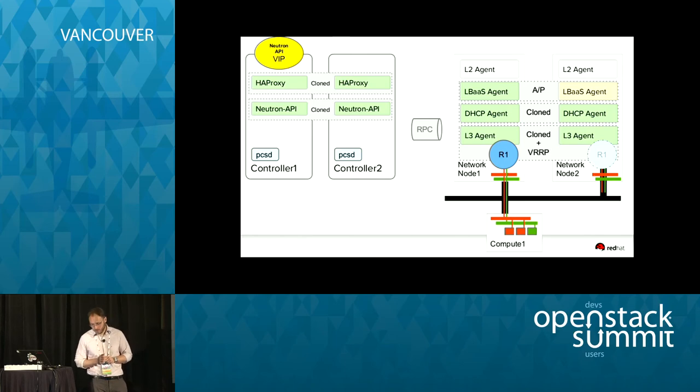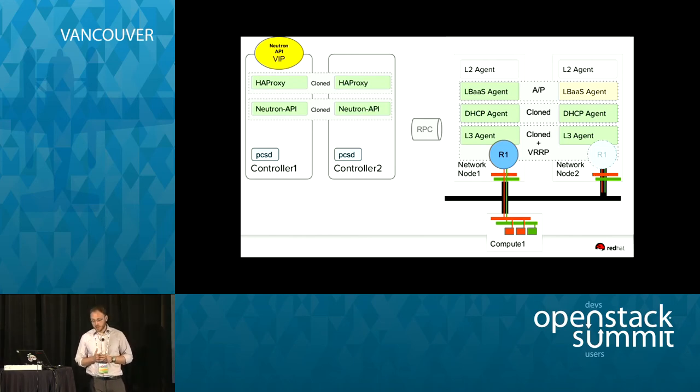So the Neutron service itself is rather easy. It's the Neutron server, not Neutron API. This is a rather easy service. It's a stateless service, as much as any other API service. So there's no problem running it in a cloned configuration and making it run on all the nodes simultaneously.